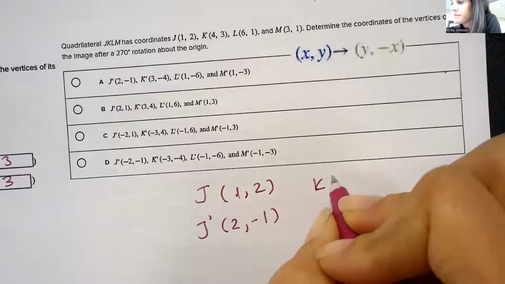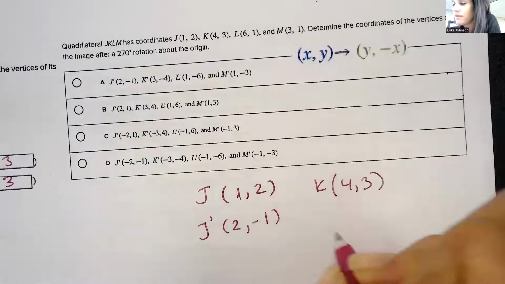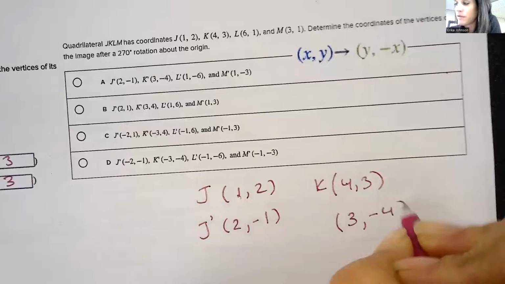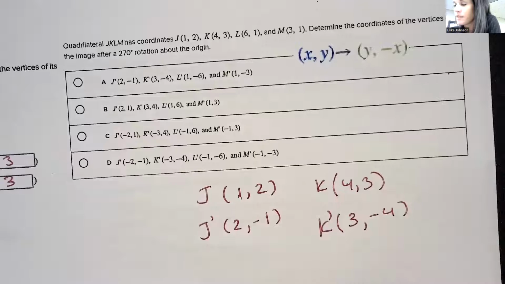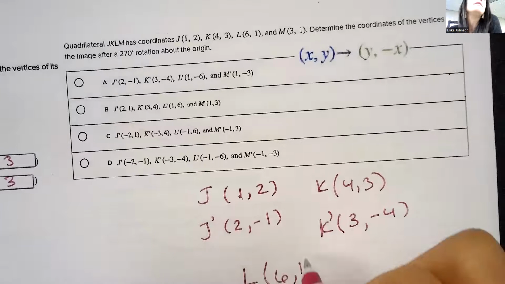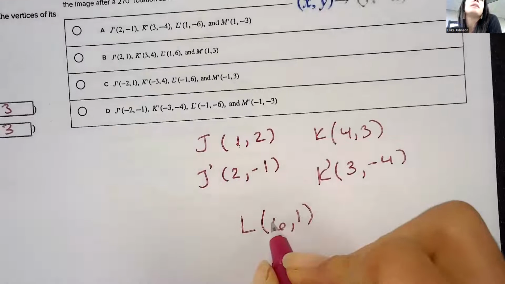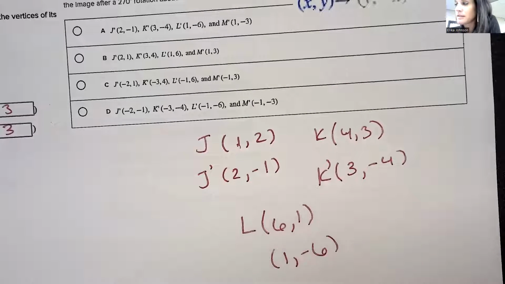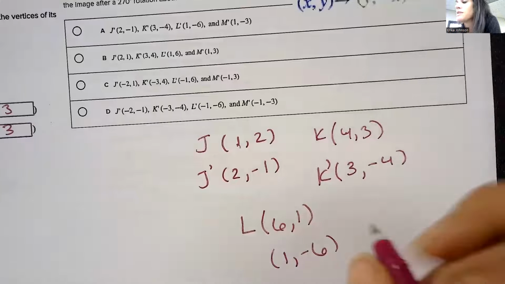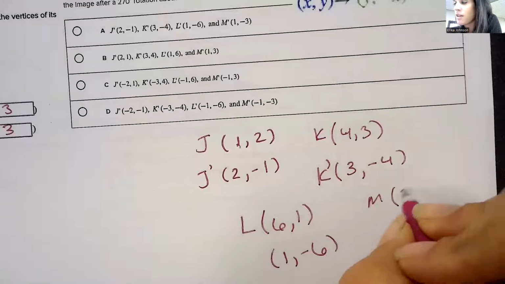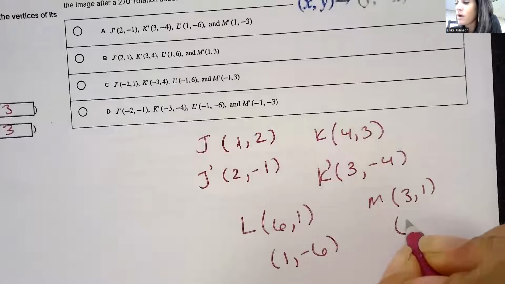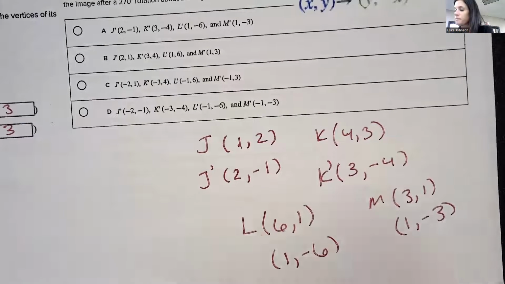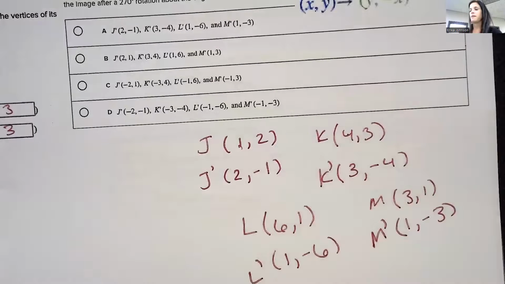K is at 4, 3. I would make X the opposite, be -4 and swap it. So 3, -4. Be my new K. L was at 6, 1. Make it opposite, be -6 and swap it will be 1, -6. Okay, so make X the opposite and swap it. M started out at 3, 1. It's going to end up at 1, -3. Make X the opposite and swap it. That's my new L. That's my new M.